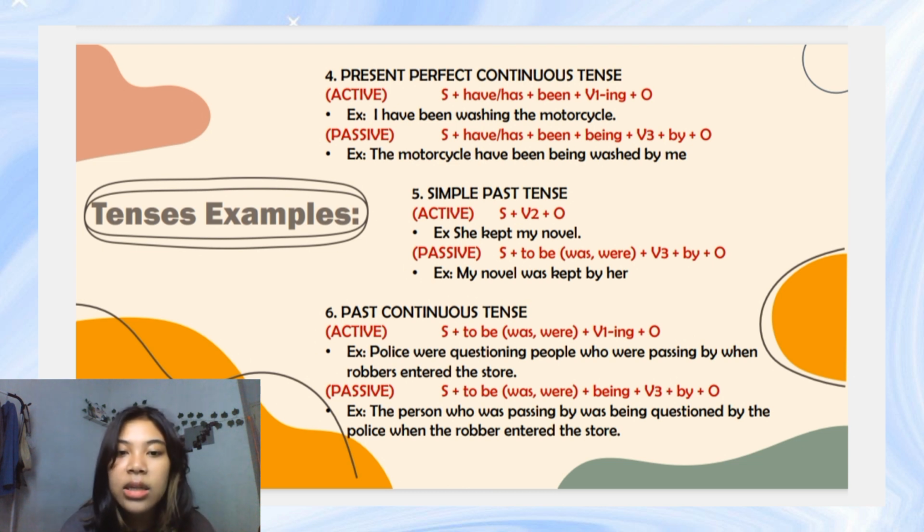6. Past continuous tense. For active: subject plus to be, was, were, plus verb 1 plus ing plus object. For example, police were questioning people who were passing by when robbers entered.